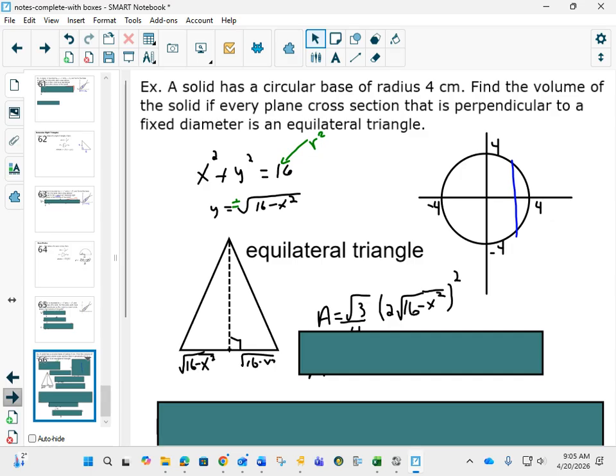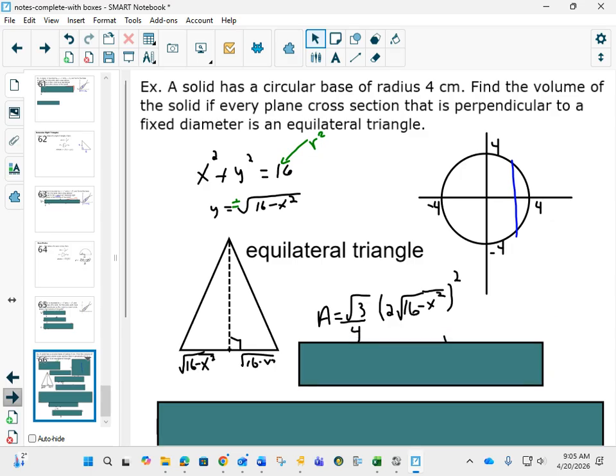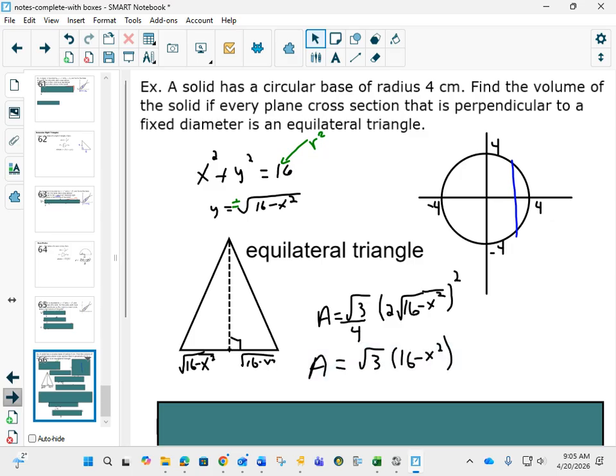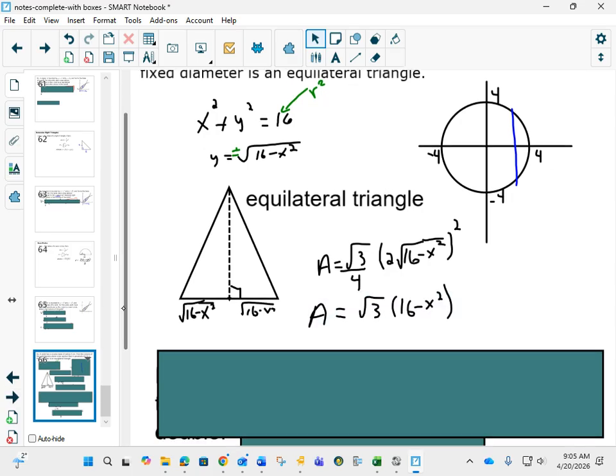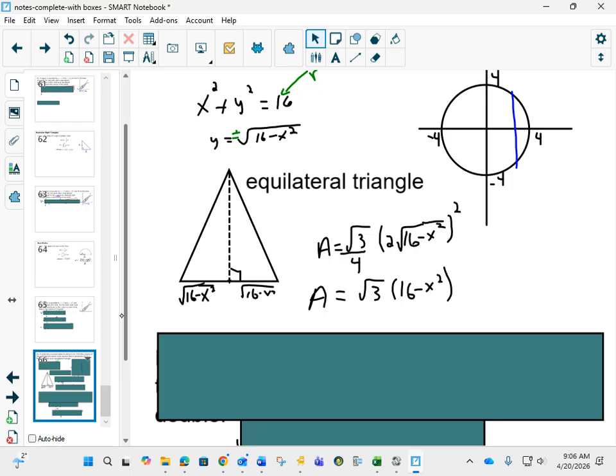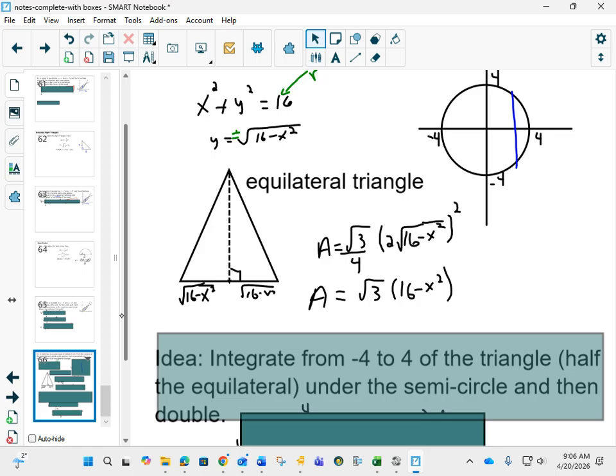There's our area formula for an equilateral triangle. That root 3 over 4, 2 of those root 16 minus x squareds, all squared. If you squared that 2, you'd get a 4, that would cancel out, so I could write it just like that.